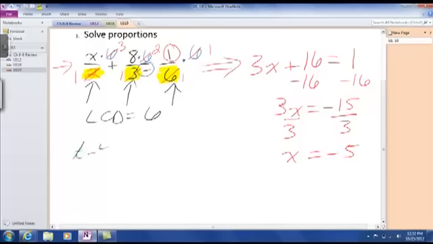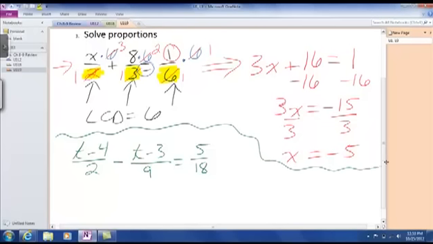(T minus 4)/2 minus (T minus 3), this one didn't have a tail, over 9 equals 5/18. Kind of the same thing as before, but now I've got a T minus something on the top of each equation. Let me separate this here.